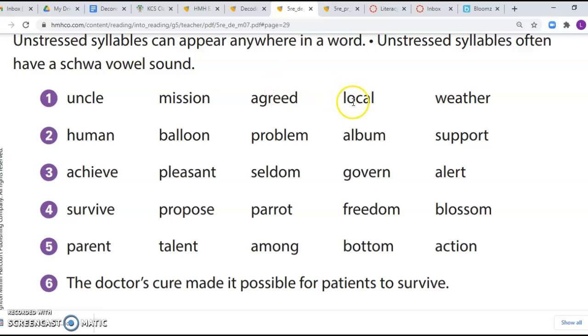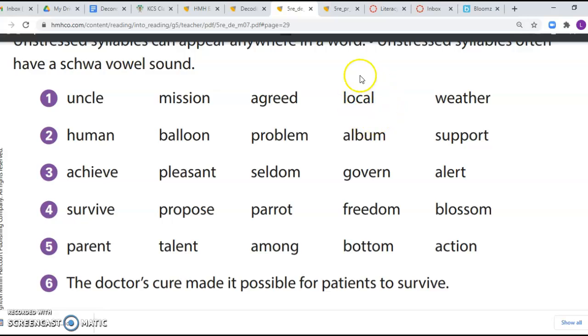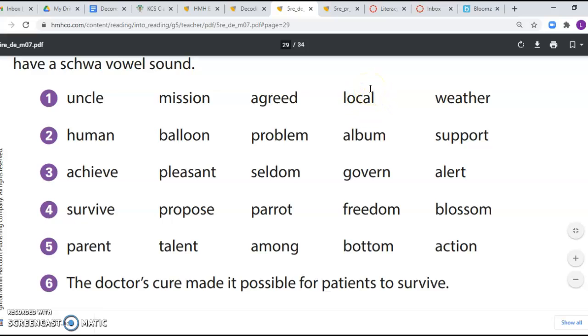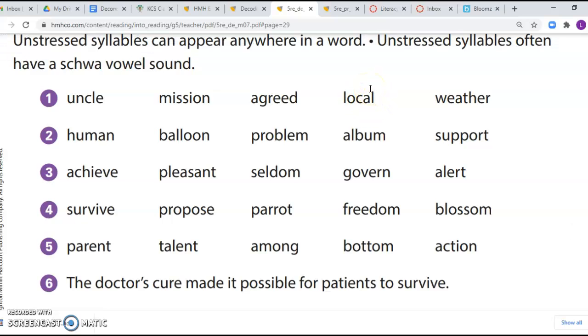The next one is local. Local. You hear the "uh" in local. So that schwa sound is in the second syllable, which would be the unstressed syllable. And then our last example on this particular line is weather. Weather.